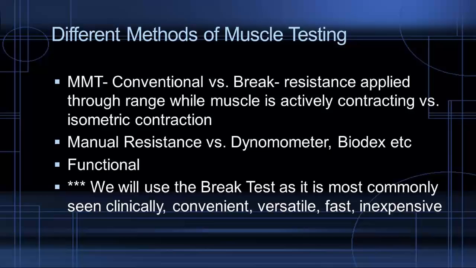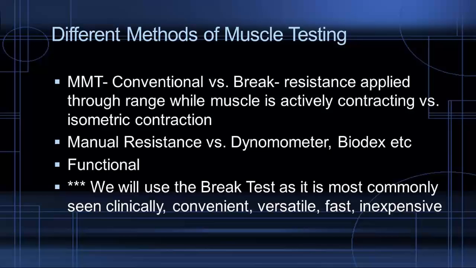There are different methods of muscle testing. I briefly alluded to it earlier. Manual muscle testing is sort of the conventional test. We call it break resistance applied through a range while the muscle's actively contracting.